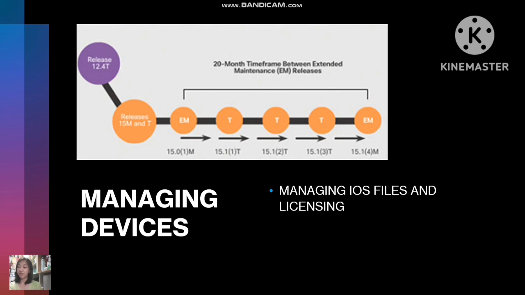Managing IOS files and licensing. When selecting or upgrading a Cisco IOS device, it is important to choose the proper IOS image with the correct feature set and version. IOS refers to the package of routing, switching, security, and other internetworking technologies integrated into a single multitasking operating system.